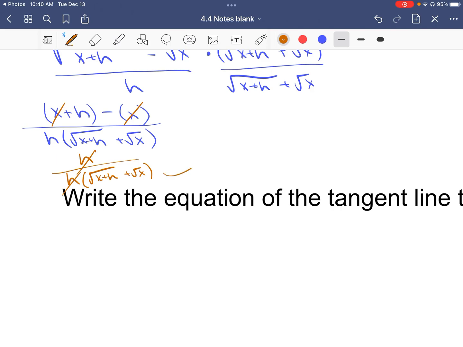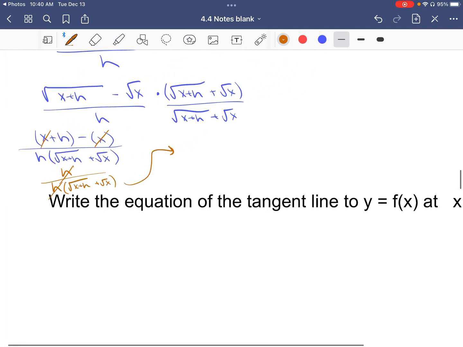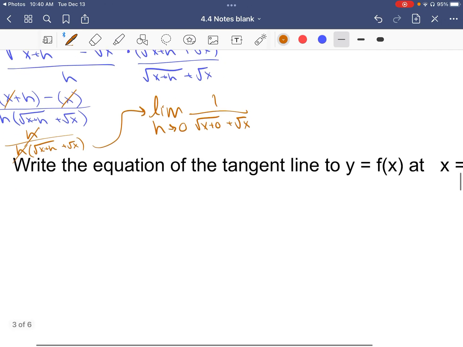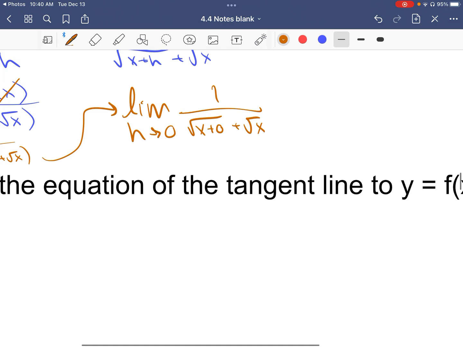Those h's cancel out once more. And now that that's gone, we're going to take the limit as h approaches 0. So 1 over the square root of x plus 0 plus the square root of x, which would leave us, when we add radicals, root of x plus root of x is 2 root of x. So that would be what our slope is.